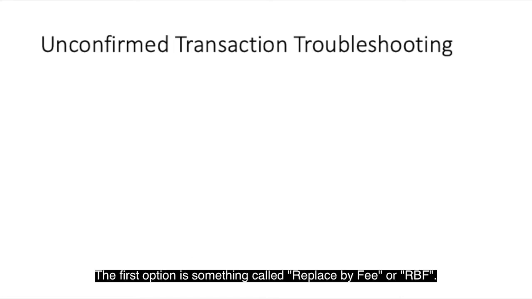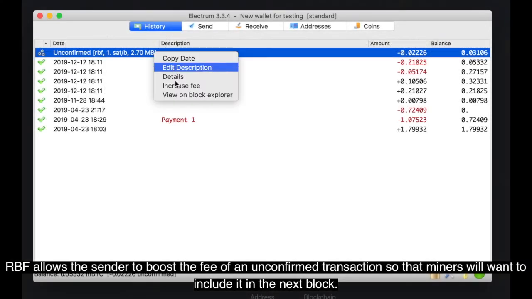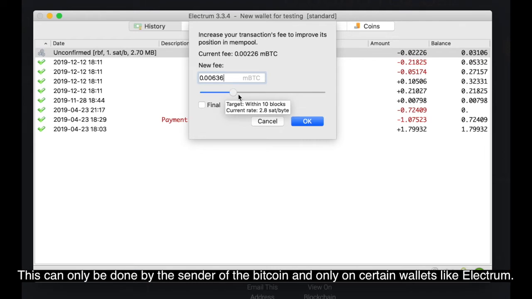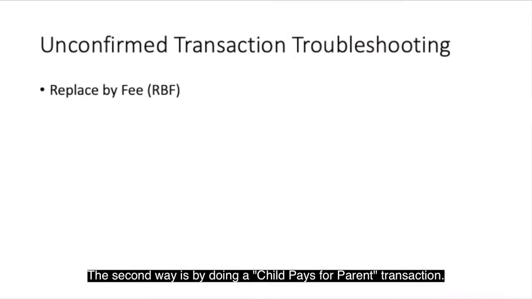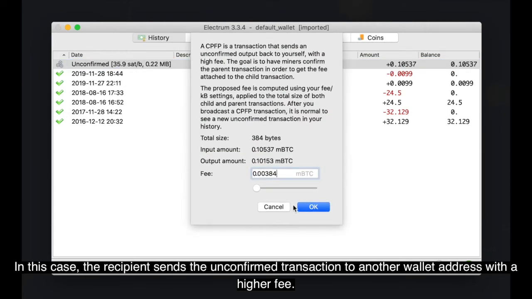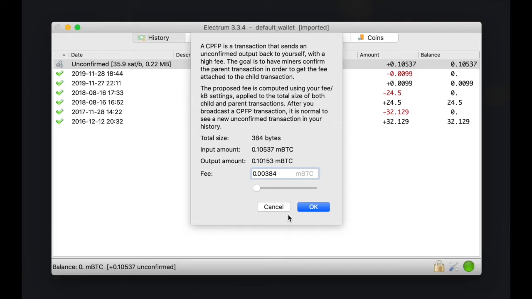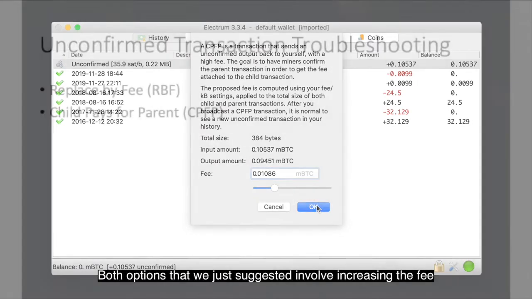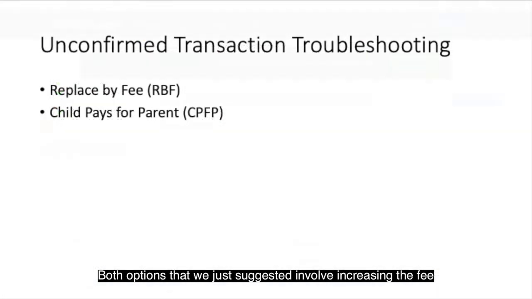The first option is something called Replace by Fee, or RBF. RBF allows the sender to boost the fee of an unconfirmed transaction so that miners will want to include it in the next block. This can only be done by the sender of the Bitcoin and only on certain wallets like Electrum. The second way is by doing a child pays for parent transaction. In this case, the recipient sends the unconfirmed transaction to another wallet address with a higher fee. You can do this as the receiver of the unconfirmed transaction. Both options that we just suggested involve increasing the fee.